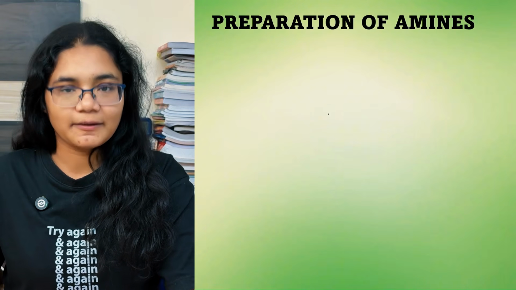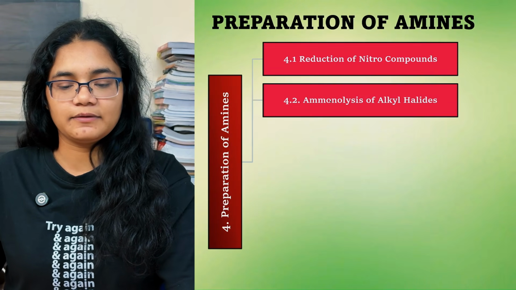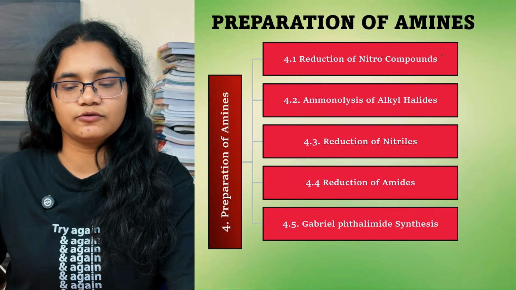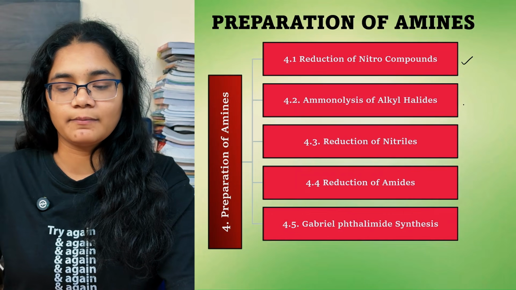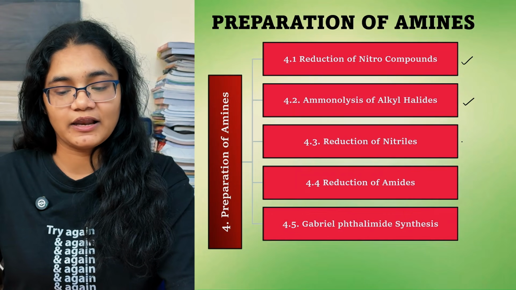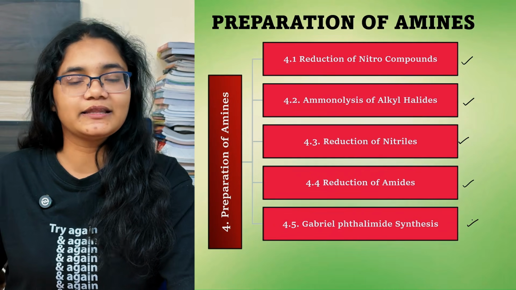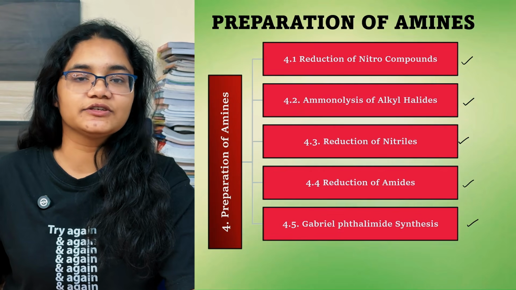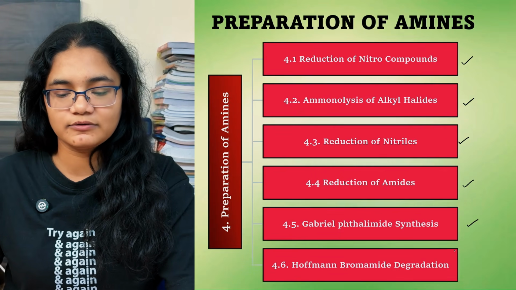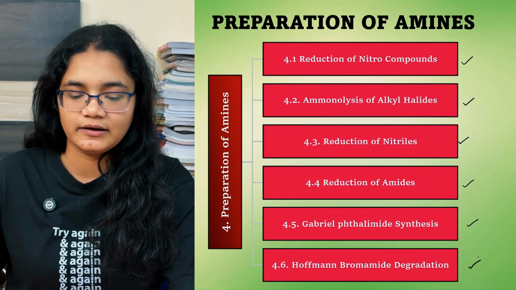Now we'll talk about the preparation of amines here. So amines can be prepared in different ways. So the first method is from reduction of nitro compounds. Then we have ammonolysis of alkyl halides, reduction of nitriles, reduction of amides, and Gabriel phthalimide synthesis. So let's first start with the reduction of nitro compounds, and lastly we have Hoffman bromamide degradation as well.